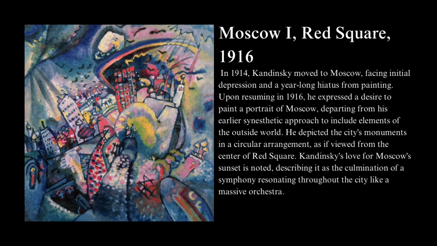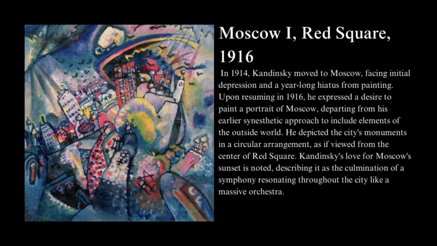When the war broke out, Kandinsky was deported back to Moscow and faced depression initially and took a year-long hiatus from painting. When he started painting again in 1916, he wanted to paint a portrait of Moscow. Despite his earlier synthetic approach, which only included basic elements, he tried to include elements of the outside world.